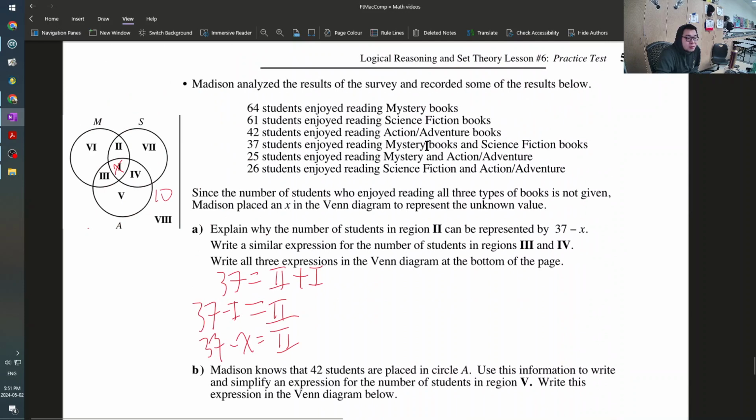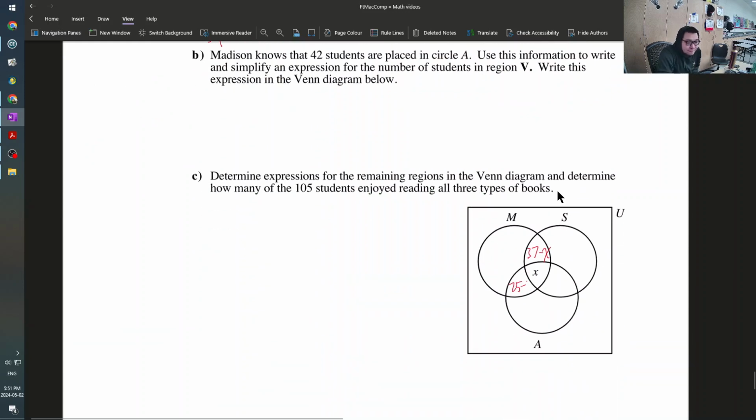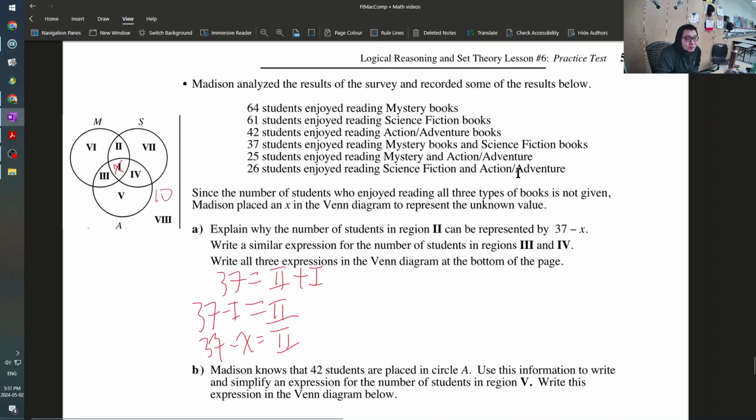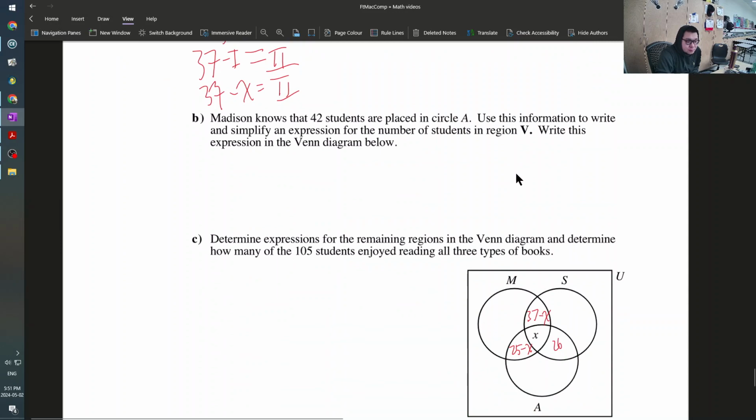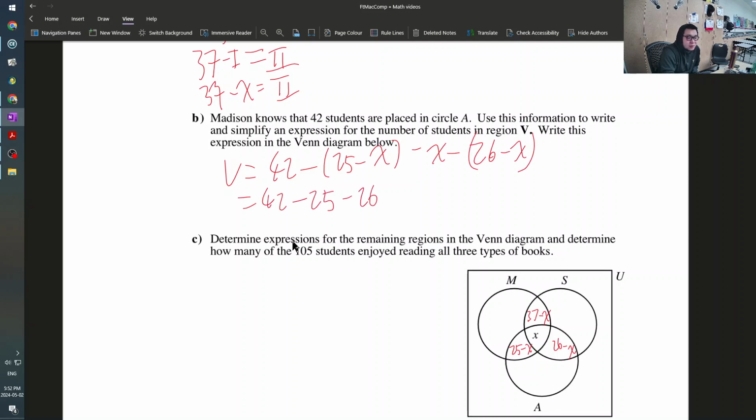What is M and A? M and A is 25 minus X. What is S and A? 26 minus X. Math sentinels: 42 students are placed in circle A. Use this information to write a simplified expression for the students in region V. V is on the bottom here. Therefore, it is 42 minus (25 minus x) minus x minus (26 minus x), which is 42 minus 25 minus 26 plus 2x minus x.